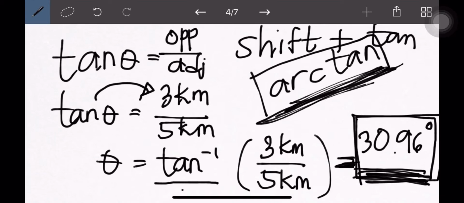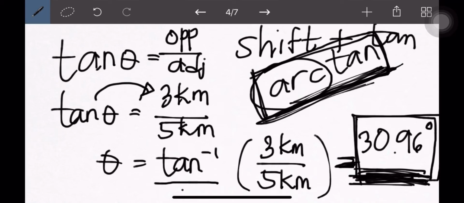So this now becomes tangent to the power of -1, or we call that arctan. If it's cosine to the power of -1, that's arc cosine. If it's sine to the power of -1, that's arc sine. Okay, so arc represents the negative exponent of the different trigonometric functions. And then we'll just simply copy 3 kilometers over 5 kilometers, and then you have the answer.